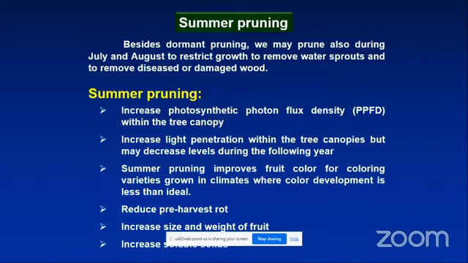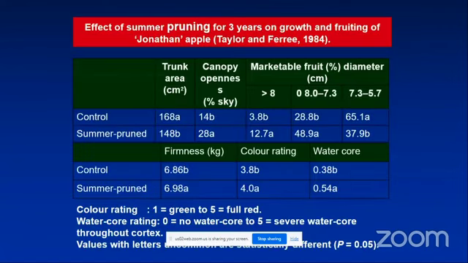Besides dormant pruning, we may also prune during July and August to restrict growth, remove water sprouts, and remove diseased and damaged wood. It increases photosynthetic photon flux density within the tree canopy and increases light penetration. Summer pruning improves fruit color for coloring varieties grown in climates where color development is less than ideal. It reduces pre-harvest rot and increases fruit size and weight. And then the effect of pruning on 3-year-old fruiting of Jonathan apple. It has been seen how summer pruning also affects the yield and quality.